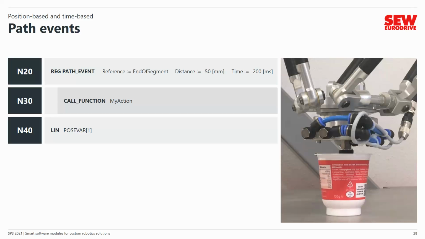For example, you can parameterize whether the path event should refer to the start or the end of the respective path segment. A master-based offset and a lead time or an after-run time are also parameterizable. The master-based and time-based parameterization can also be combined, resulting in the desired shift of the path event even over several path segments. That is very useful with a sequence of very short path segments or when moving at variable override, for example.